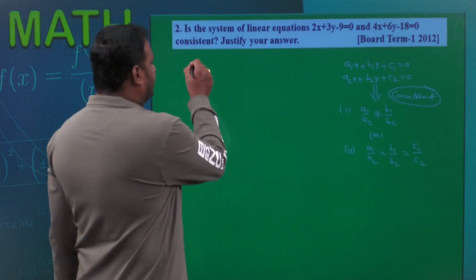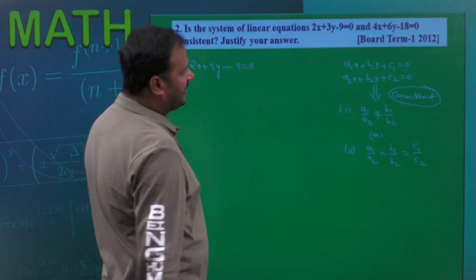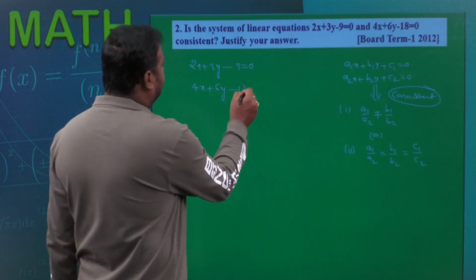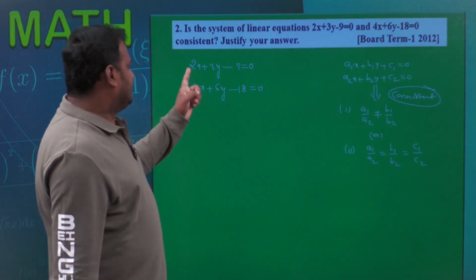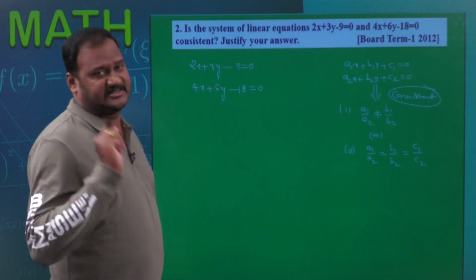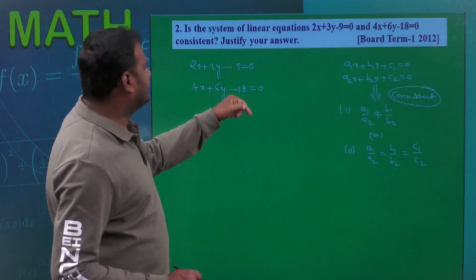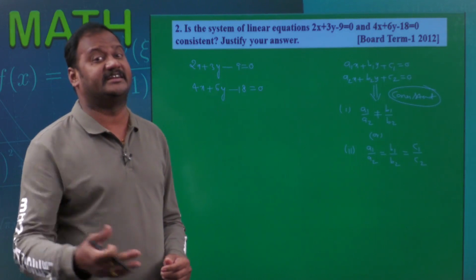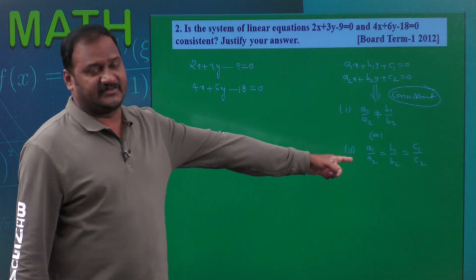So here the given equations are 2x plus 3y minus 9 equal to 0 is one equation, and the second equation is 4x plus 6y minus 18 is equal to 0. So I would say that the second equation is obtained by multiplying the first equation with a non-zero constant. 2 times 2 equal to 4, 3 times 2 equal to 6, minus 9 times 2 equal to minus 18. It means the second equation so obtained will be the coincident line for the given line. Right? So the second case will be possible.